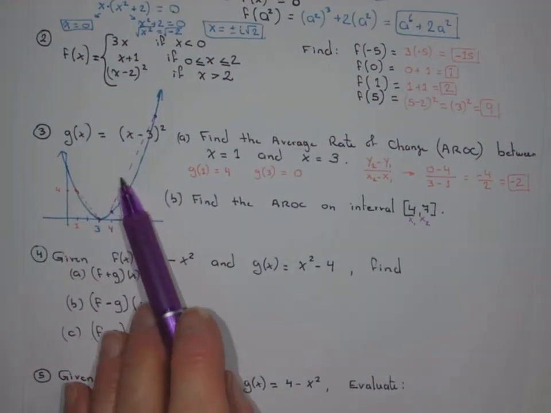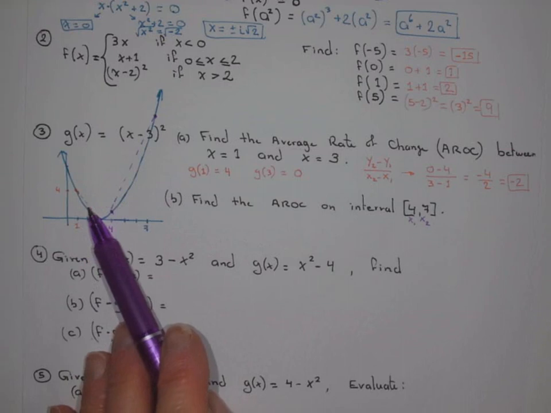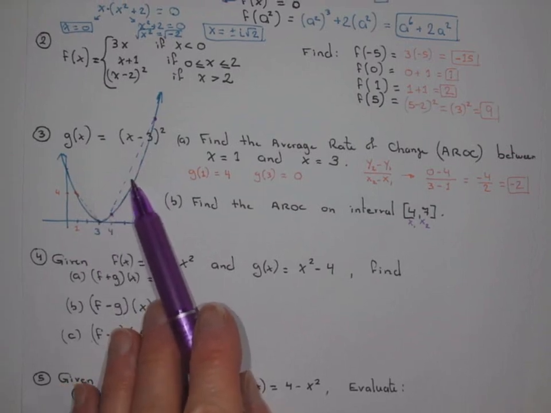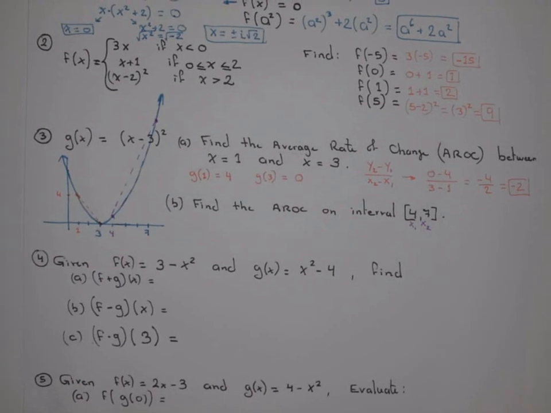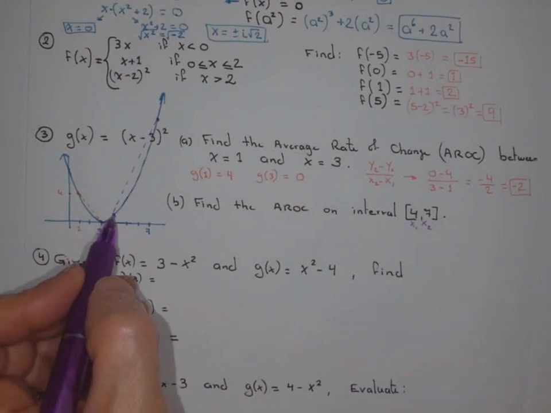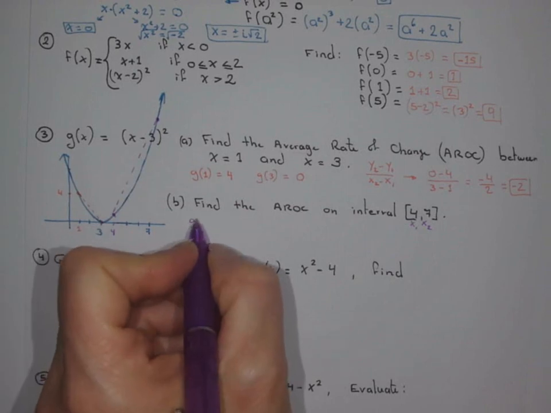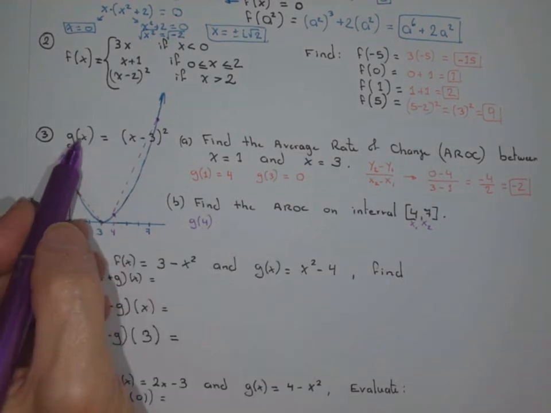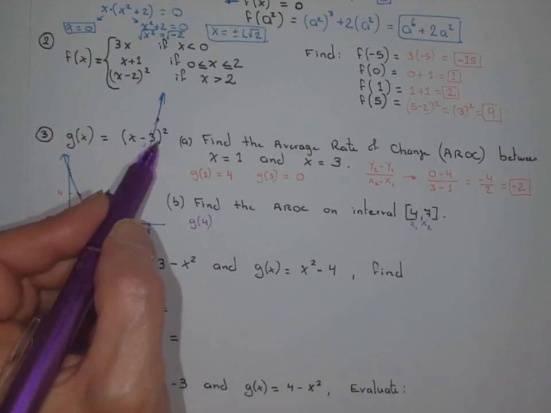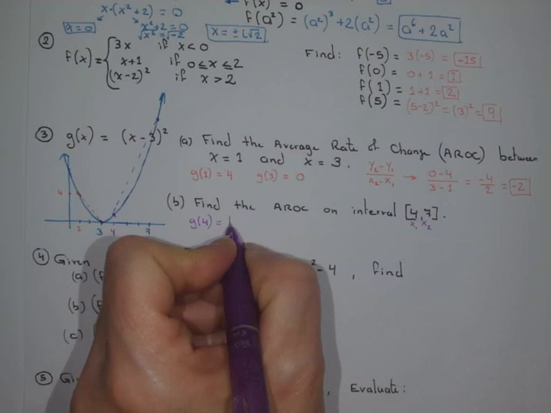So you see how this already is not as good as this one was, right? It's already further away from the line, but it's still going to be an average rate of change. So we need the y values, right? I know when x equals 4, but what's my y? So we have to find g of 4 first. So if you replace your x with a 4 here, we're going to have 4 minus 3 is 1, and 1 squared is 1. So g of 4 is 1.